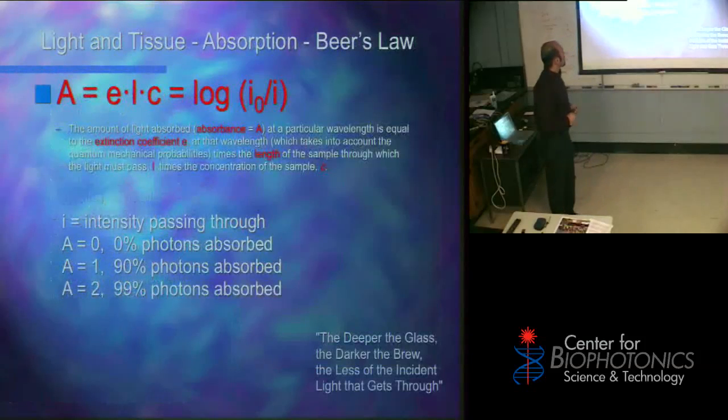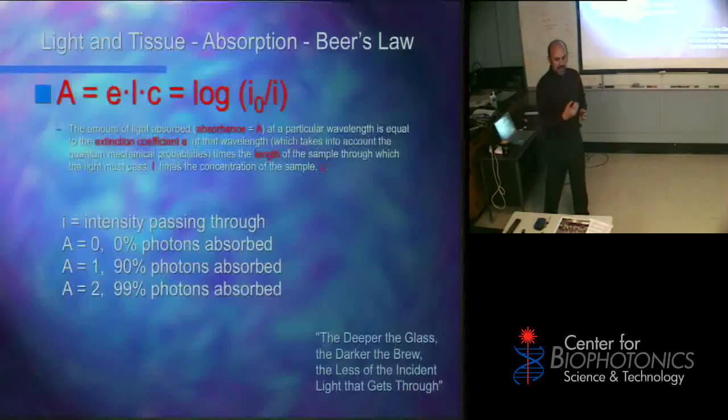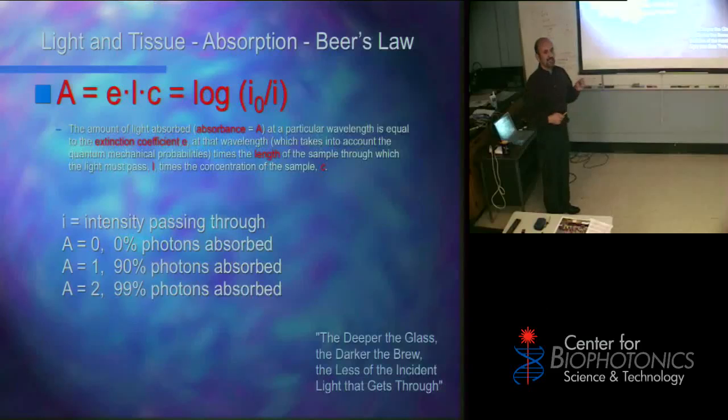And the way we characterize absorption is by a formula known as Beer's law. Okay? And Beer's law, the way people remember it is, the deeper the glass, the darker the brew, the less of the incident light that gets through. Okay? That's a little shortcut for remembering. But it basically says, I can quantify the amount of light that is absorbed. And I can do that, and it's very specific to a given molecule or a given combination of molecules. The absorption is equal to the extinction coefficient at a certain wavelength. So what this says is, for a specific molecule, I have this very specific number at this specific wavelength.